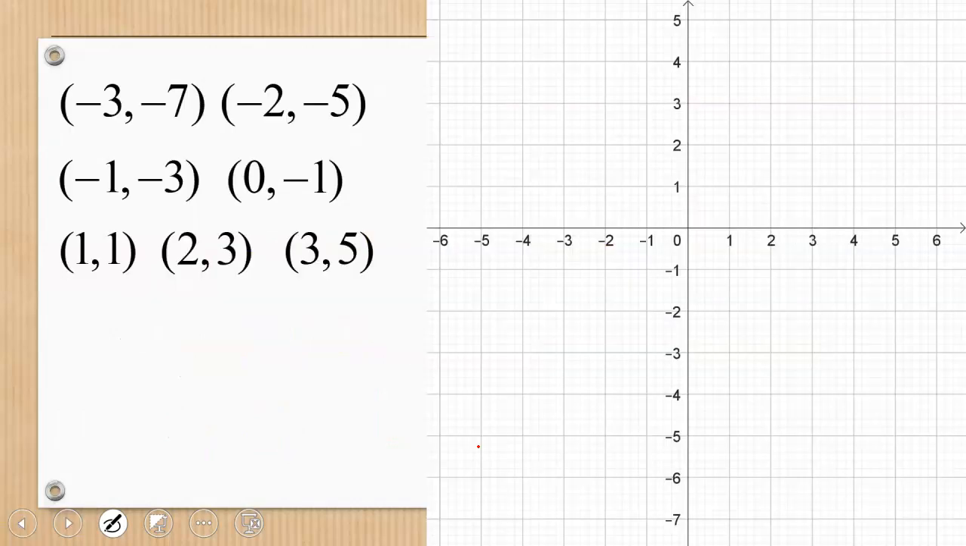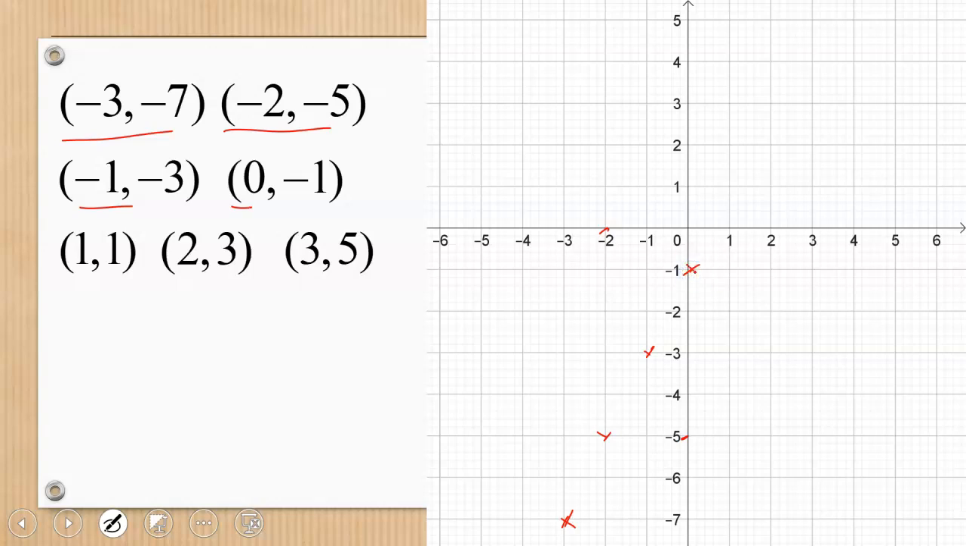Okay, so here, let us assume that I want to plot the point negative 3, negative 7. That is to plot this one. Whenever I see negative 3, I see negative 3 for x, and then that of y is here. Okay, then negative 2, negative 5. So negative 2 is here, negative 5 is here, so they'll meet here. Then I have negative 1, negative 3, and they also meet here. I have 0 and negative 1. So 0 for x, negative 1 for y.